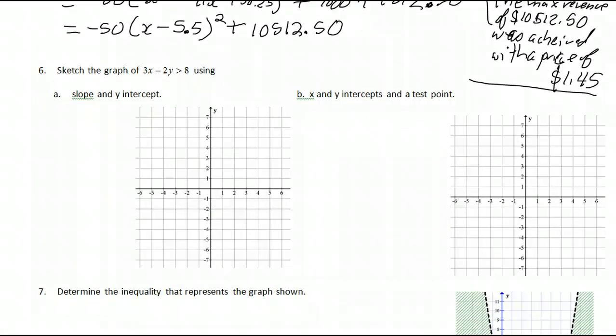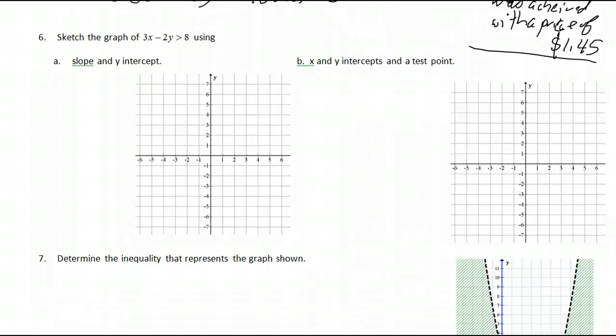Sketching inequalities. Sketch the graph of 3x minus 2y is greater than 8 using slope and y-intercept. Okay, so we need to take 3x minus 2y is greater than 8, and I need to write that in y equals form, right? Or in this case, y is greater than or y is less than form. So let's go negative 2y. We need to get rid of the 3x. Negative 2y is greater than negative 3x plus 8.